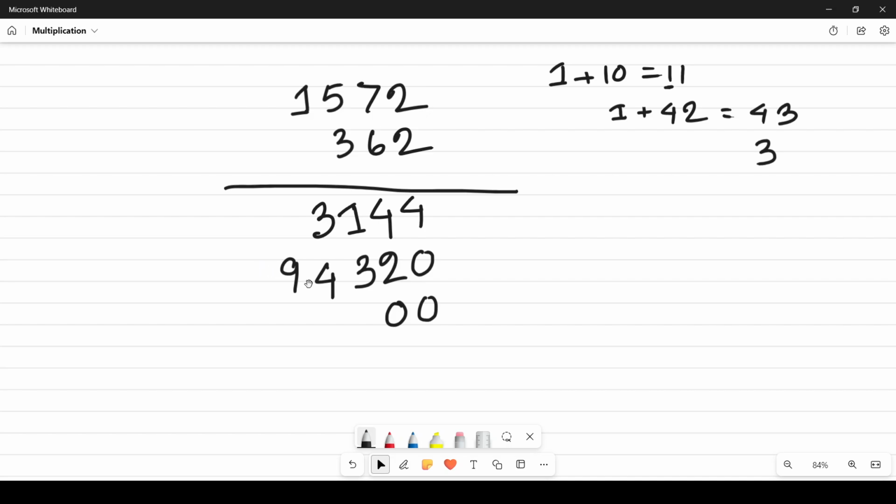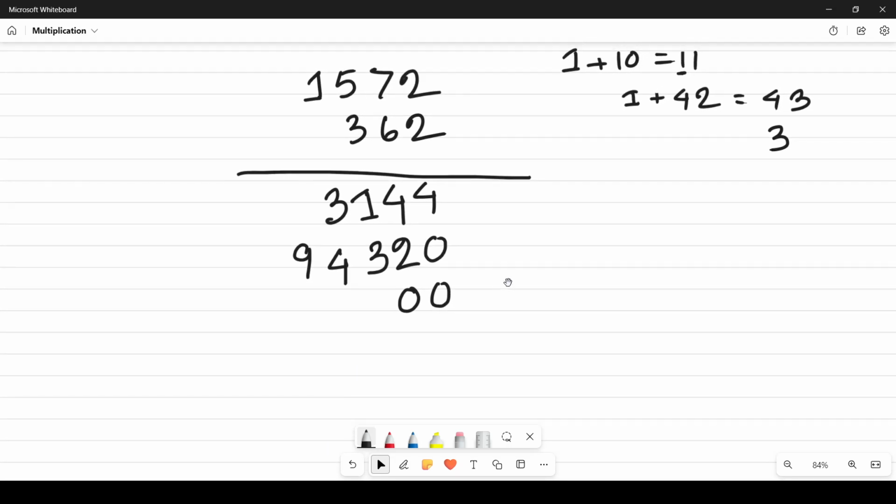So what do we have now? We have now 3. Let's multiply everything with 3. 3 multiplied by 2 is 6. 3 multiplied by 7 is 21. So we put 1. We have 2 in our hand. 3 multiplied by 5 is 15. So 2 plus 15 is 17. Let's put 7. We have 1 in our hand. 3 multiplied by 1 is 3. 3 plus 1 is 4.